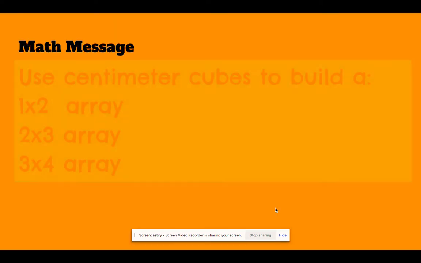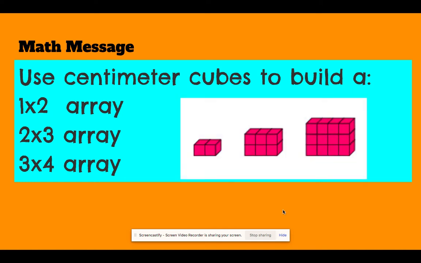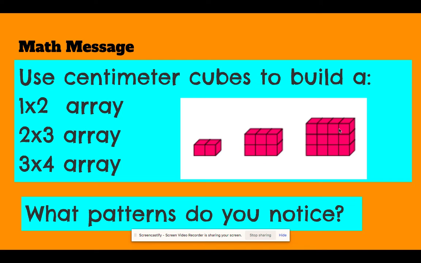So here's our math message. It says here, use centimeter cubes to build a 1 by 2 array, a 2 by 3 array, and a 3 by 4 array. And of course, if you're watching this at home, you don't have centimeter cubes. So I'm just going to show you what that looks like. So here, my friends, is your 1 by 2 array, and then your 2 by 3 array here, and your 3 by 4 array. So that's exactly what that looks like here. All right. So I want you to think about what patterns do you notice with these rectangular arrays?